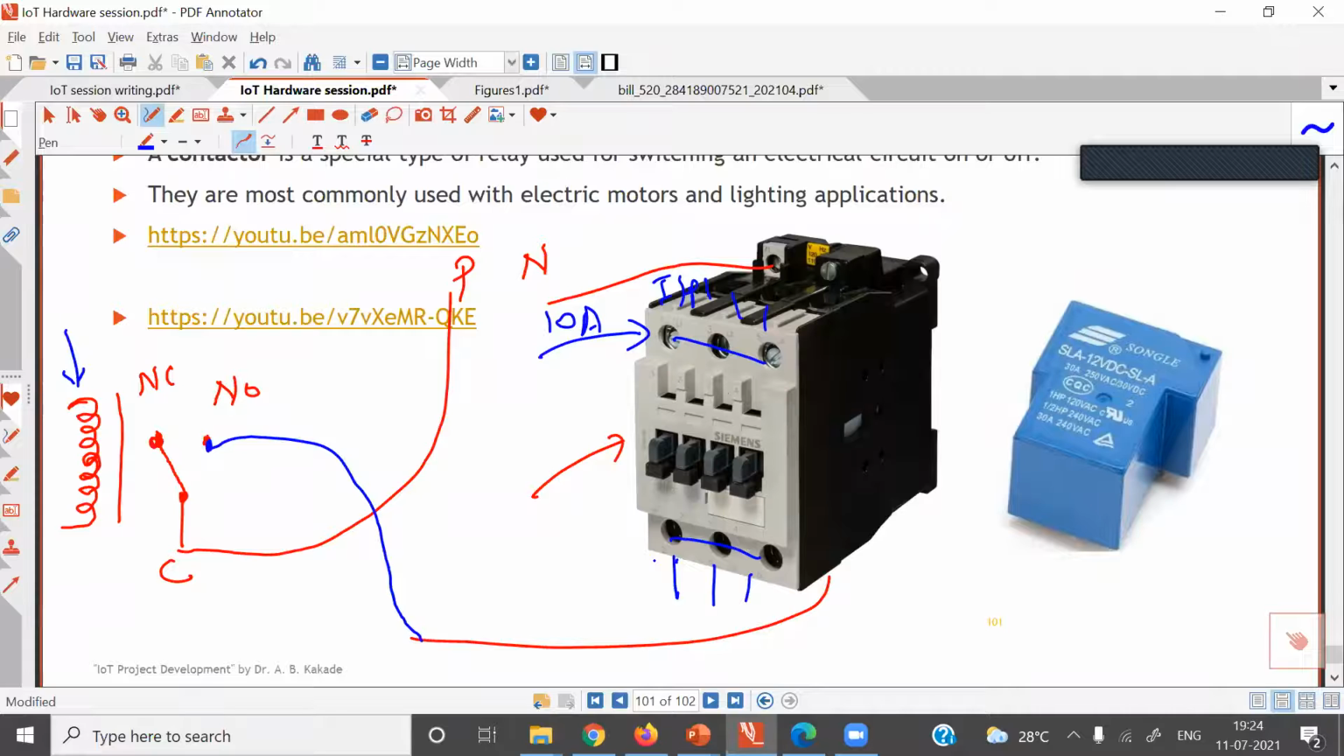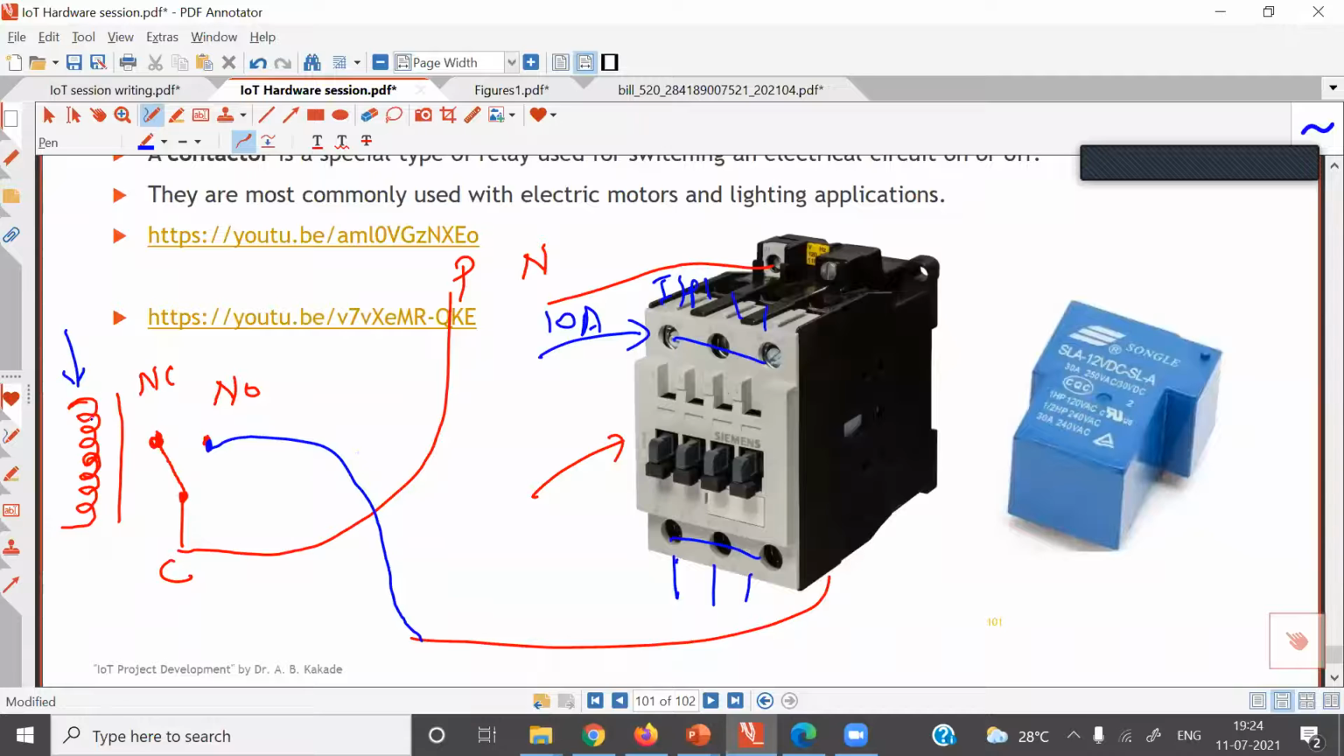For a three phase load, never short circuit the input side, never short circuit the output side. Otherwise, there will be a big short circuit if you put a short circuit across the RYB phases. I am telling you, short circuit input and output side only for controlling a single phase load.